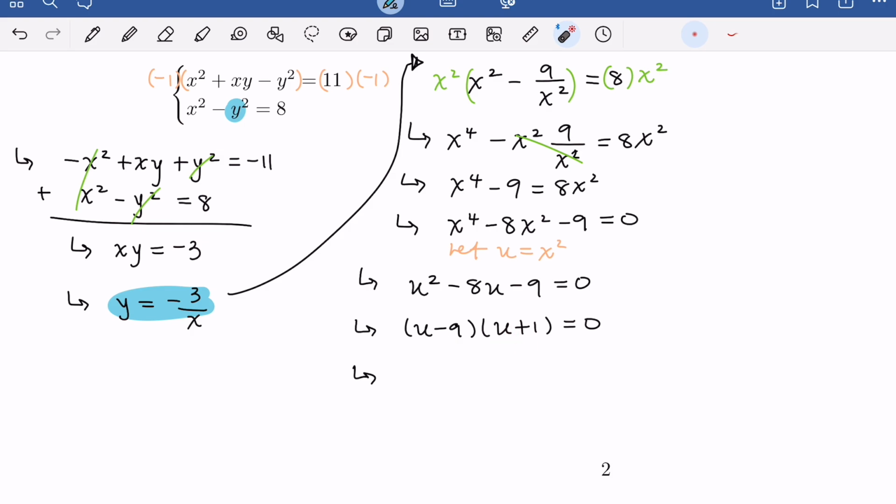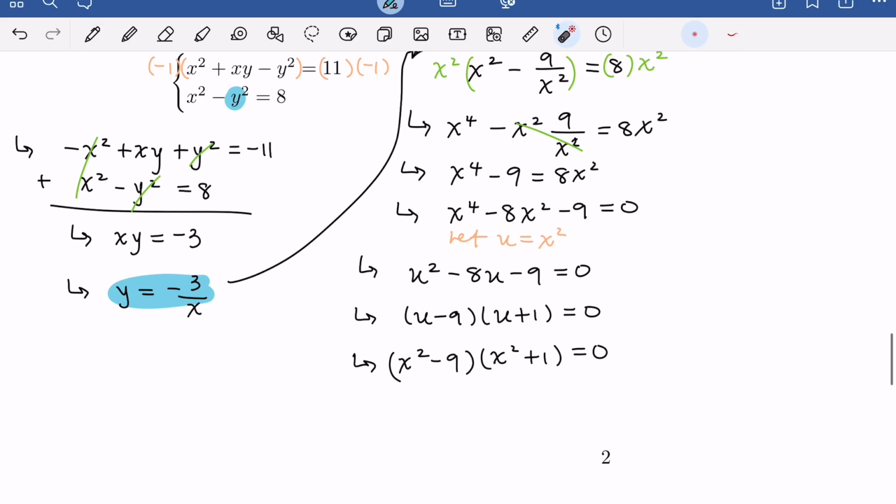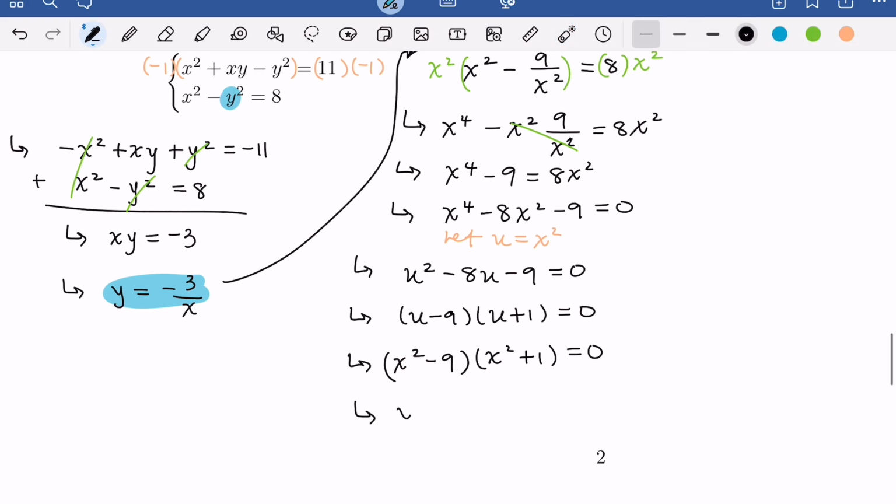However, we're trying to solve for x. u is equal to x squared. So what we're going to do from here is substitute this x squared back in for the u value. So we're going to get x squared minus 9 times x squared plus 1 gives us 0. Now from here we can figure out what our x values are going to be. So x squared is going to be equal to 9, and then x squared is going to be equal to negative 1.